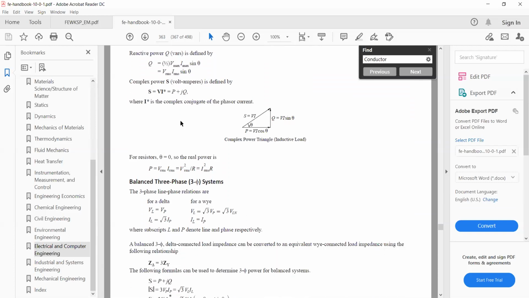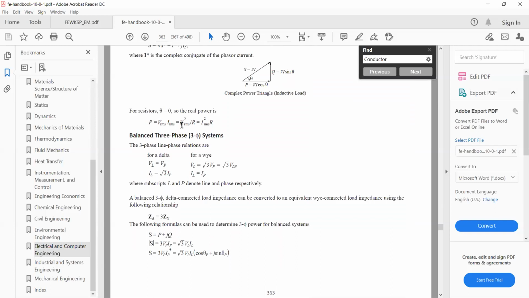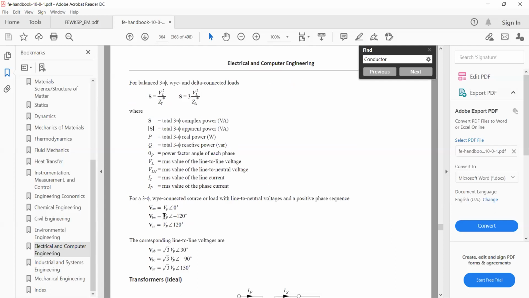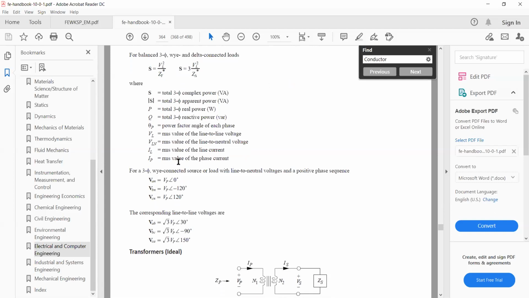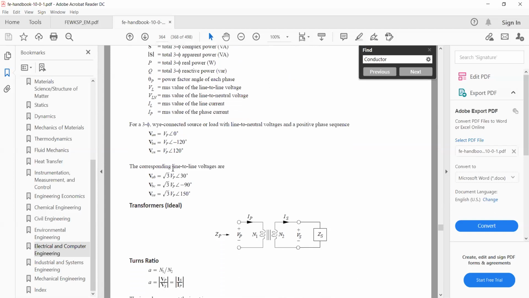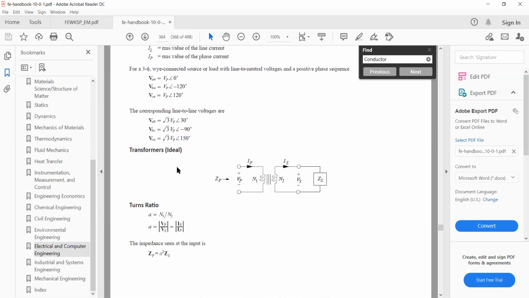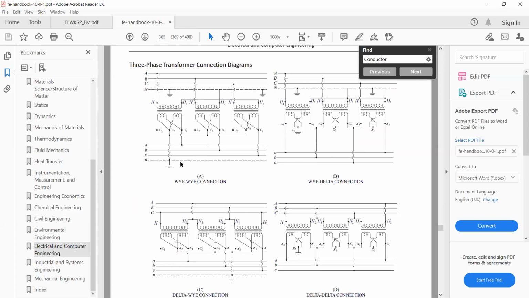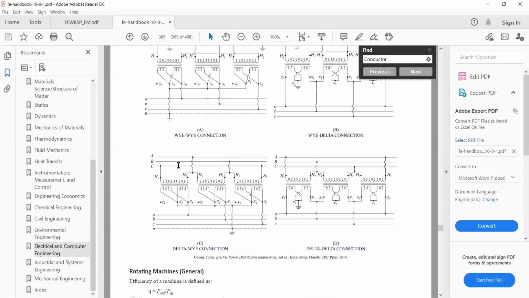Balanced three-phase systems. There could also be conceptual problems for this, where you would need to know what V_L is for a wire, for a Y, sorry, or just know the different formulas that you can use, and it might ask you to recite one of them. Transformers: I'm not too familiar with transformers, but they do have that in here for the information. Transformer designs.